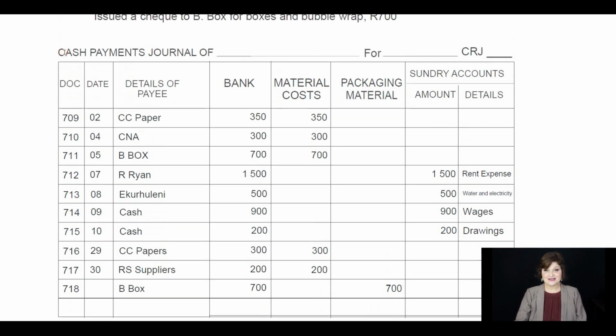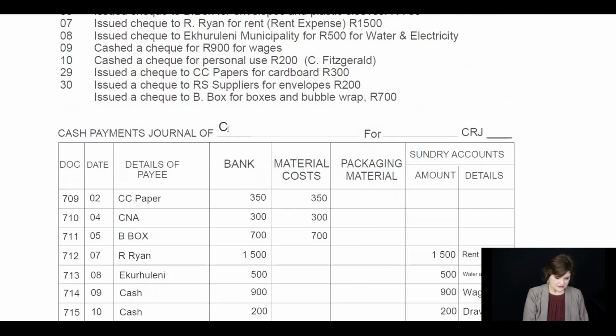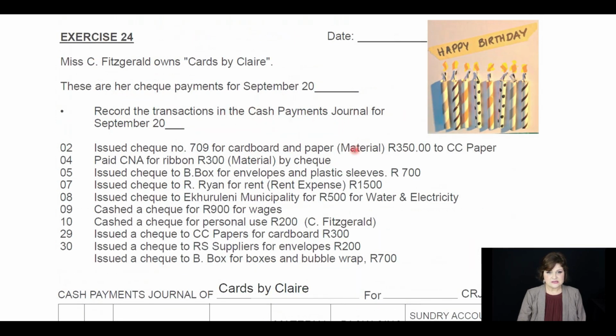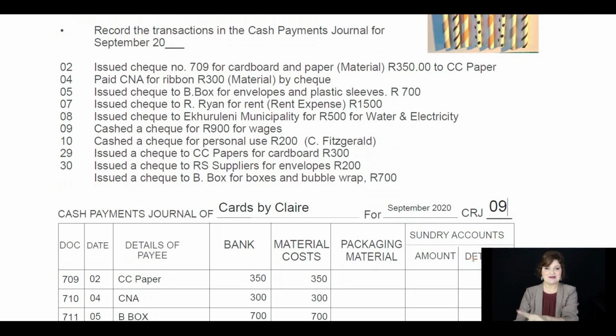All right, so now, as we did with the other transaction, what I did forget, never forget to do this, I just did. So let's learn from my mistakes, right? Cash payments journal of Cards by Claire. So let's type that in, Cards by Claire. You'll lose marks if you don't fill this in. What is the month? September. And it's the CRJ. September's the 9th month, so it's 09. All right. I don't want to lose you any marks over there.